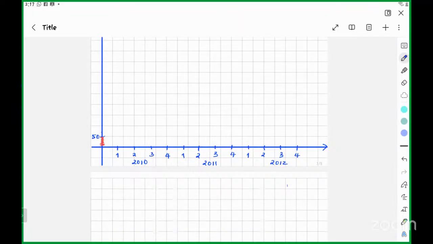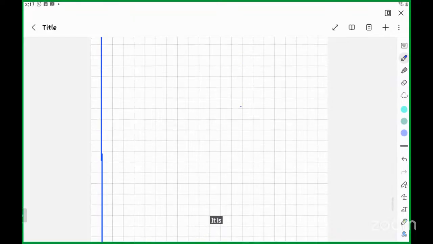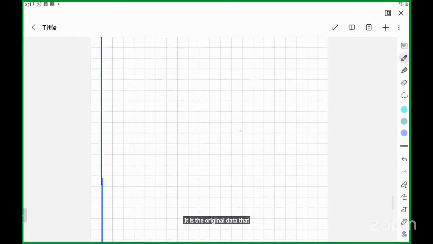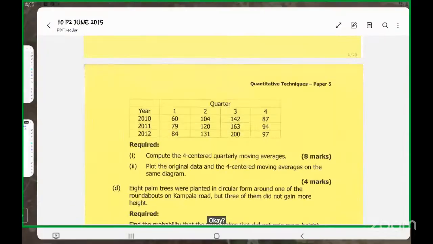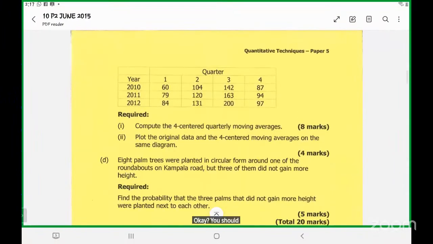So on the y-axis, do you plot moving averages or trend? It is the original data. The guy asked you the question. He's telling you, plot the original data and the percentage moving averages. So on the vertical, you should have the percentage and the original data.